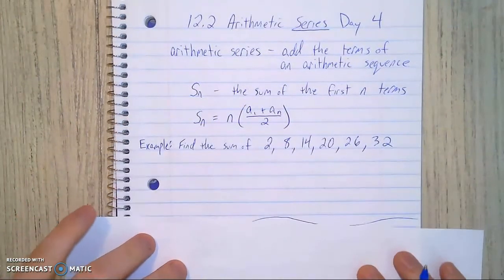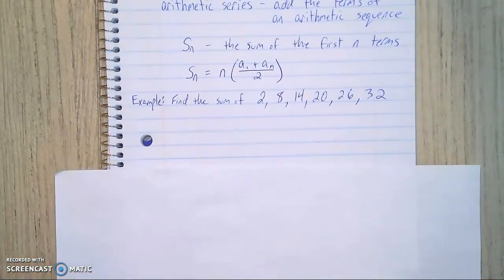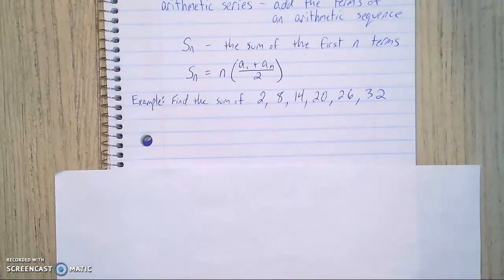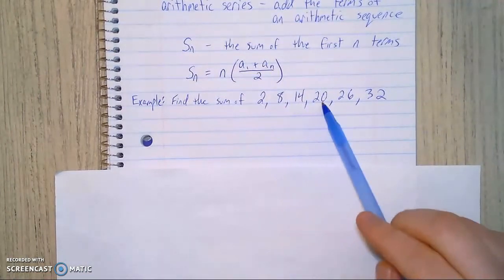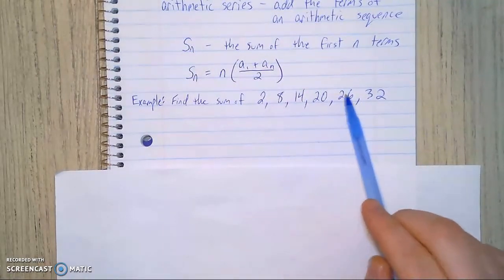For that first example, we're going to look at a sequence that's already written out as the numbers of the sequence: 2, 8, 14, 20, 26, 32. I can see that it is an arithmetic sequence. I notice a common difference of 6. It's going up by 6 every time. I see there are 6 terms listed, 1, 2, 3, 4, 5, 6 of them.